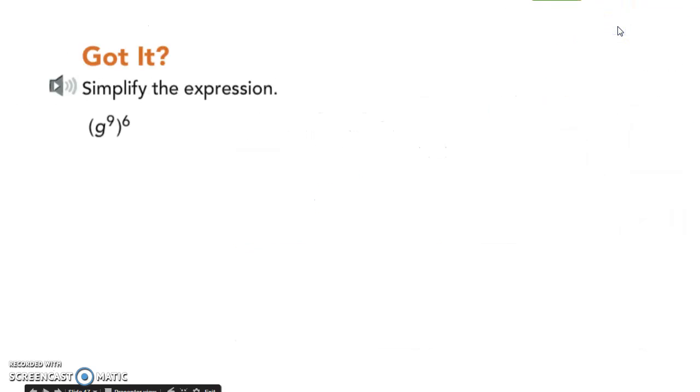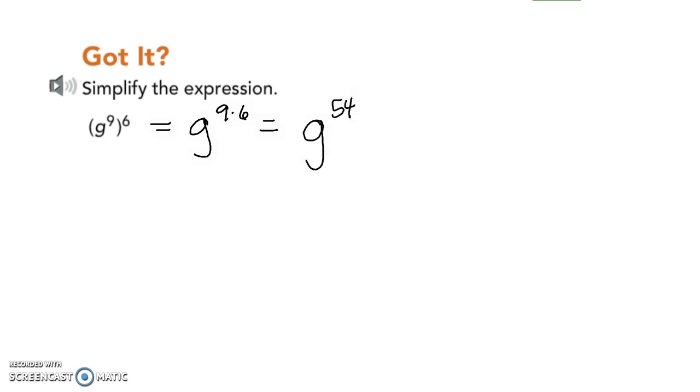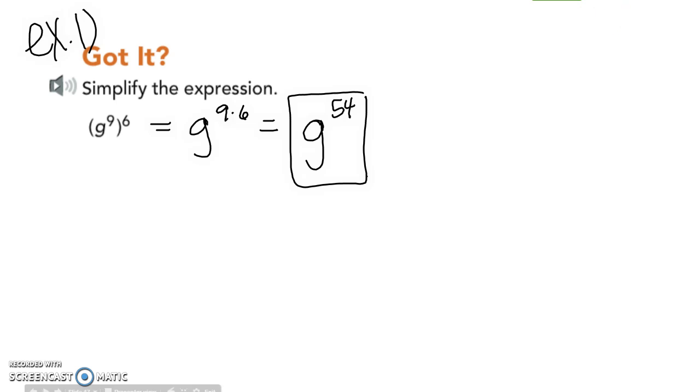So here I have G to the 9th power in parentheses to the 6th power. What do I do? I multiply the powers. 9 times 6. What is 9 times 6? I should get G to the 54th power. Call that example 1 in your notes. Everybody should write that down. So I multiply the exponents. 9 times 6, I would get G to the 54th power.